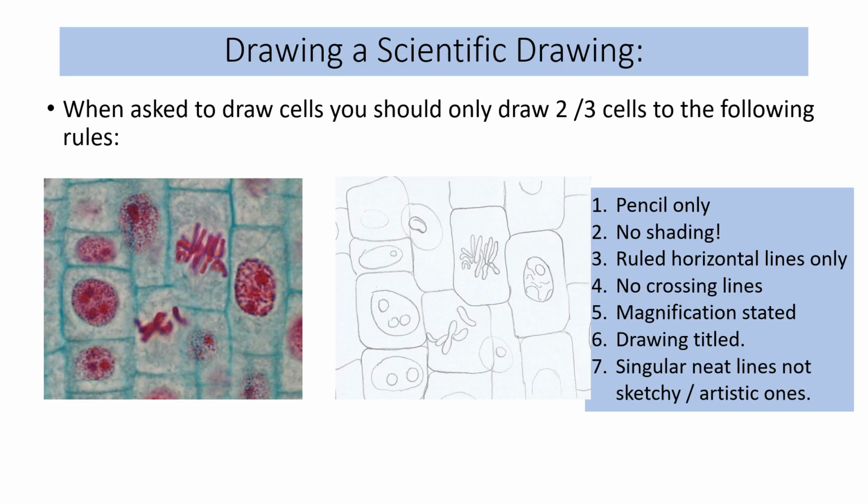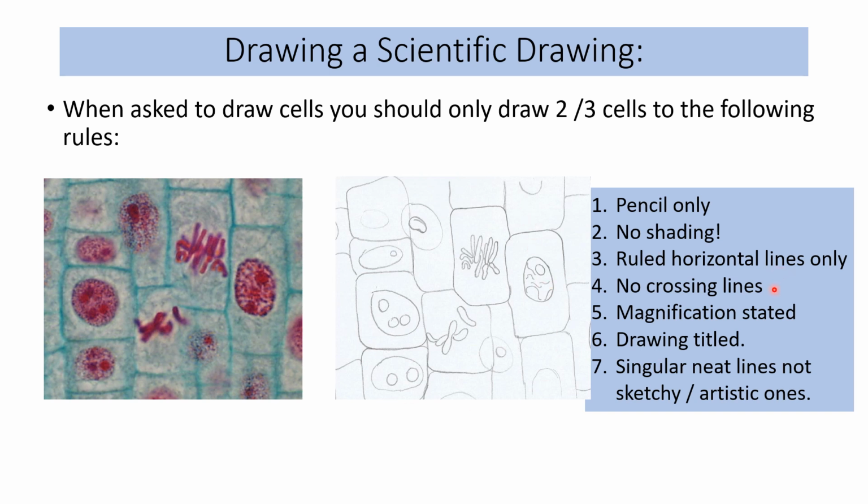We have to draw scientific drawings, and scientific drawings have the following rules. You should only use a pencil. There should be no shading, so you can see here they haven't shaded anything, so it's a good diagram. There should be ruled horizontal lines for labels. There are no labels on this one, so that's one way they can improve.